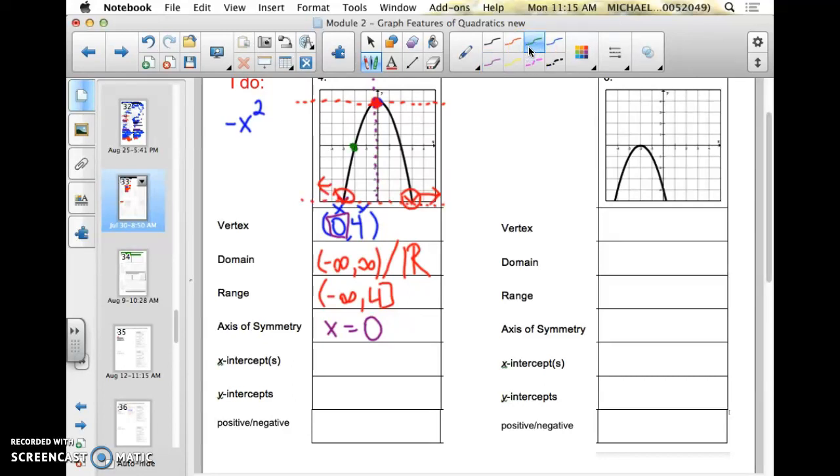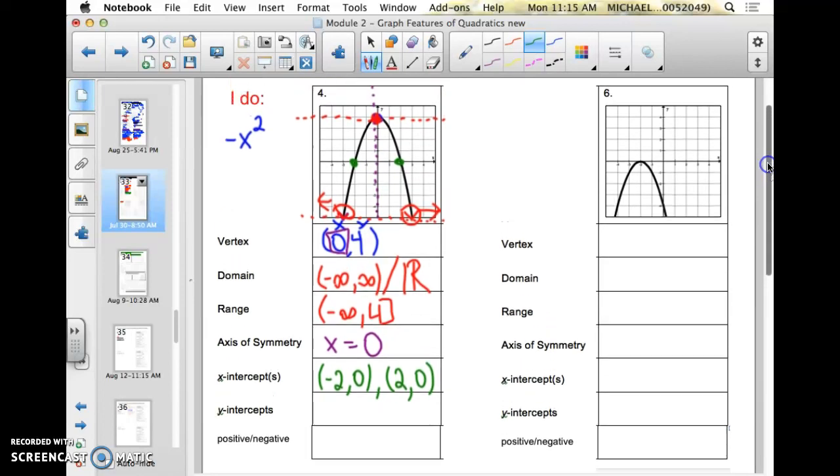One right here and one right here, where they cross the x-axis. So the first one is (-2, 0), and the other one is (2, 0). If you notice, the y values of the x-intercepts are 0.